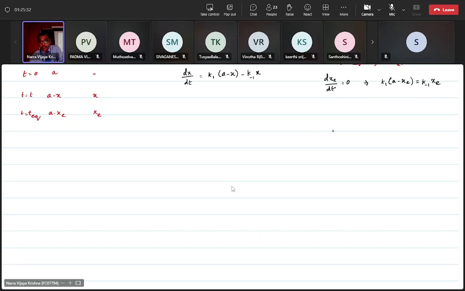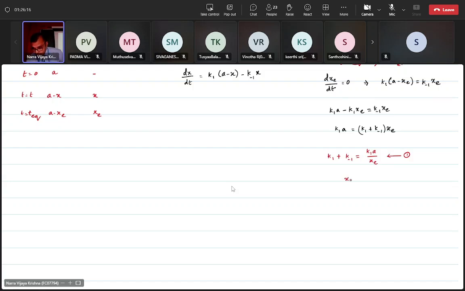From here, I'm expanding it. K1A minus K1 into xe is equal to K minus 1 into xe. Bring xe terms to one side. K1A equal to K1 plus K minus 1 into xe. Means K1 plus K minus 1 can be written as K1A upon xe. This is one form of equation.